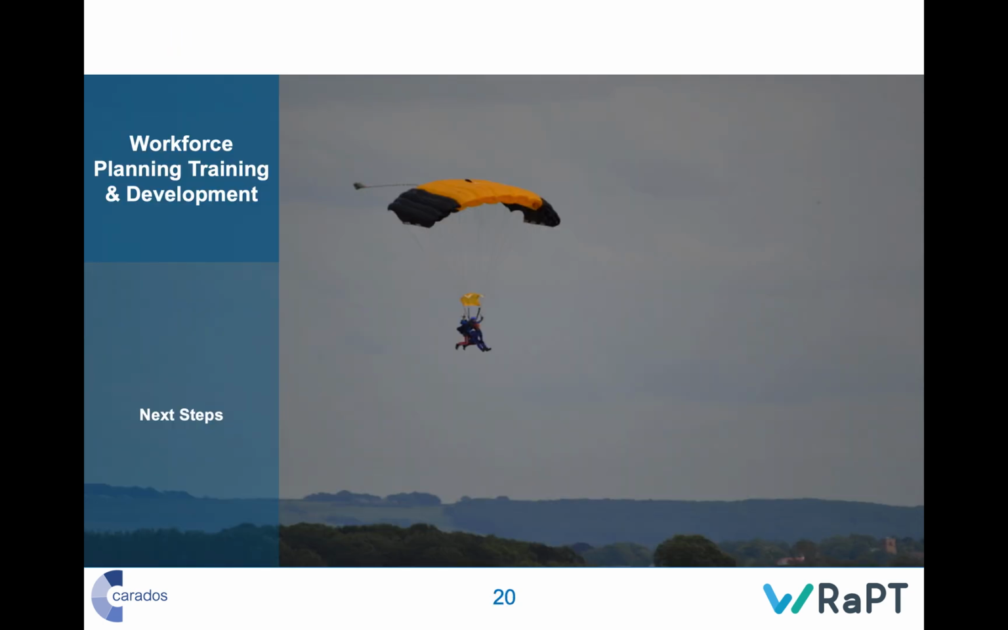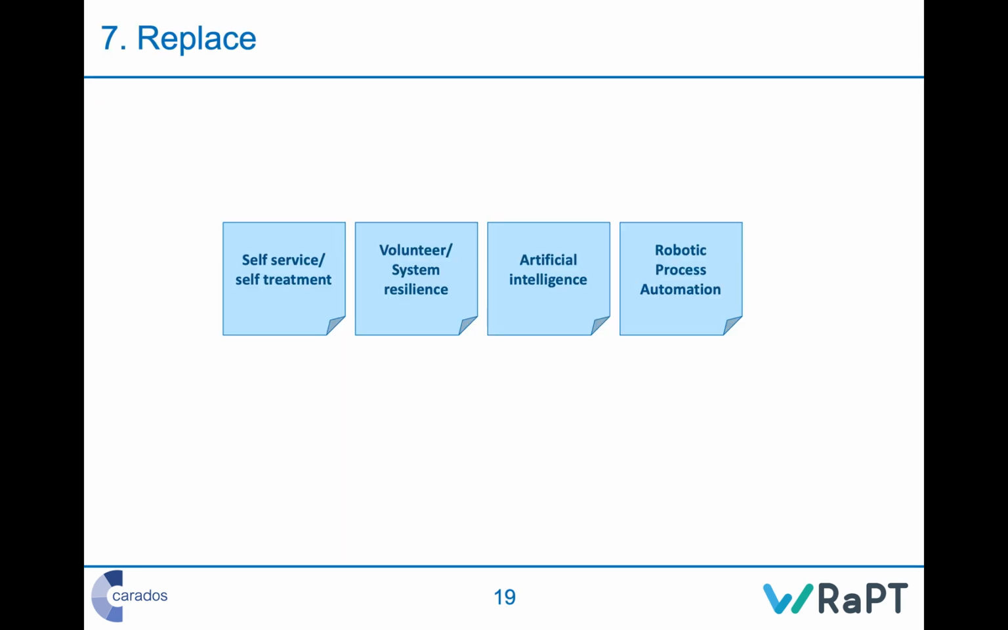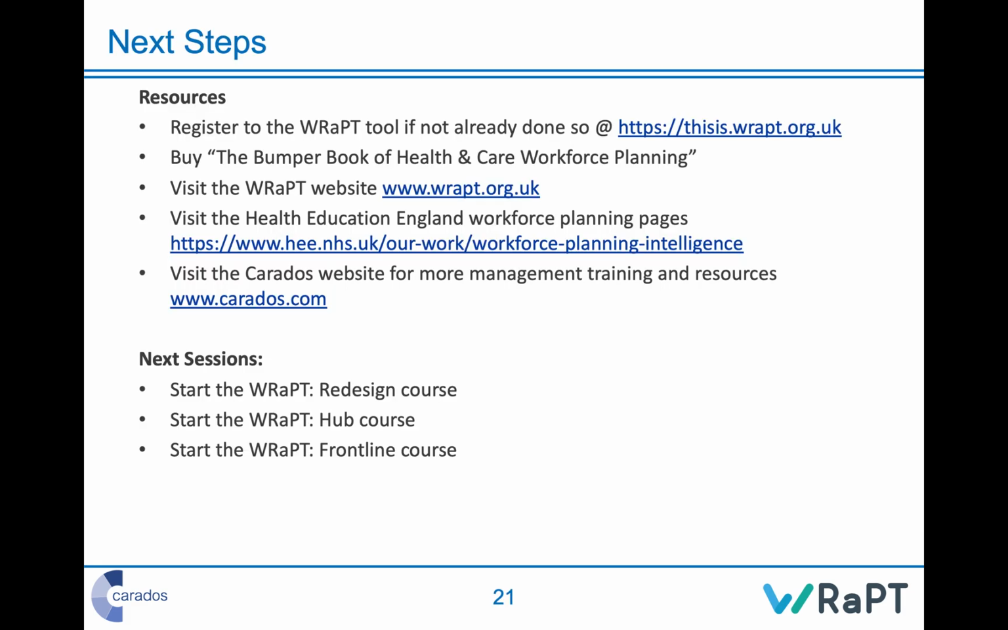So that's really it. That is the 7 R's. It covers all those different areas. I'm sure there are many others you might be able to introduce, and I'm sure I could crowbar them into one of my 7. But that's the model we use for identifying what might be the responses to a workforce gap. So what are your next steps?